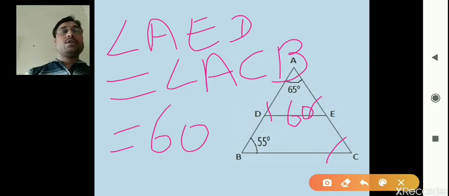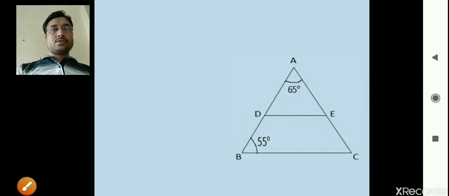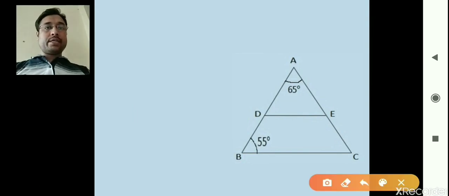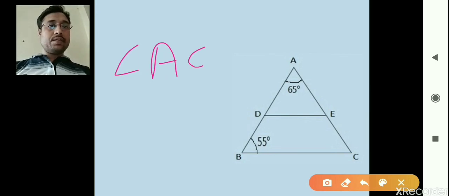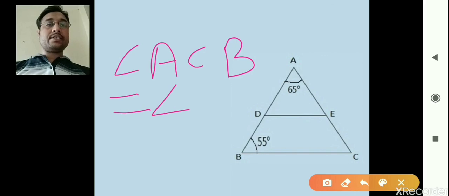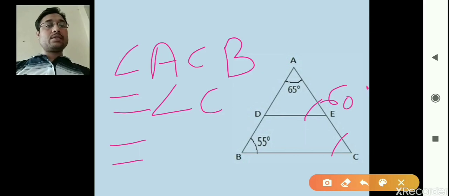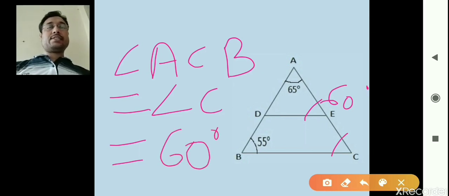Okay students, now that's all for today's class. So students, what you have got at the last, that here angle ACB, that means angle C. This is only angle C. ACB is angle C and its measurement is equal to angle AED, this angle. This angle is 60 degrees here. So this is also 60 by corresponding angles. You will say that it is 60 degrees.